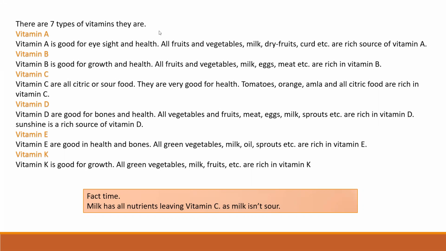So now, see this. This is very important. Can you see these little hearts here? This is fact time, and this is the most important part of the slide. Milk has all nutrients, leaving out vitamin C, as milk isn't sour. What we learned is that vitamin C is found in every sour item, but milk isn't sour. So milk doesn't contain vitamin C, but it has all the other nutrients. That is why our mothers always say to drink milk, because it is the healthiest thing you can have.